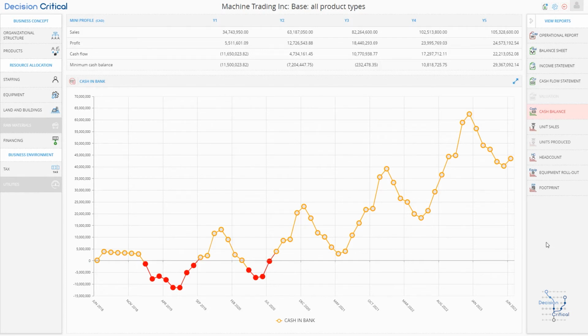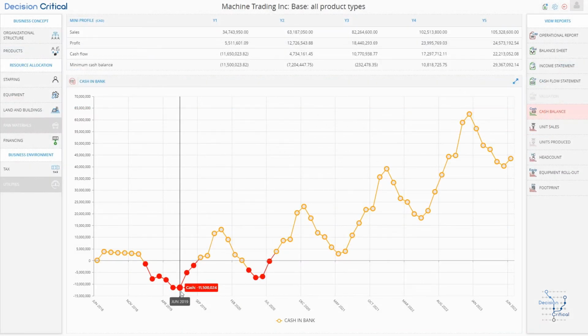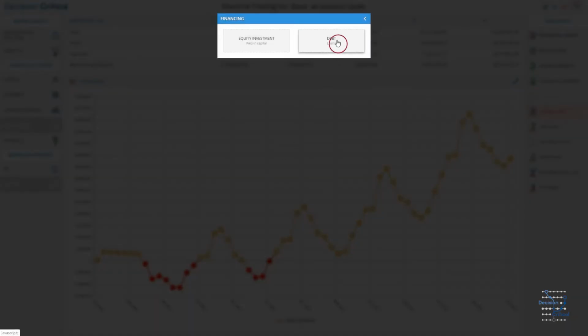To understand how much we are short by, we can look at the month with the largest cash deficit, which is approximately 11.5 million, and our financing need persists till the second half of 2020. You can also view this deficit under Scenario Details on the front page under the title Minimum Cash Balance. Let us plug this cash deficit by adding a bank loan of 12 million Canadian dollars to give ourselves a small buffer. Once again, we click on Financing, but this time we choose Debt.